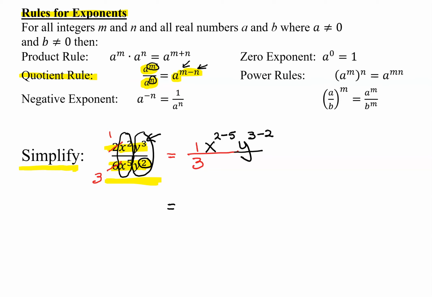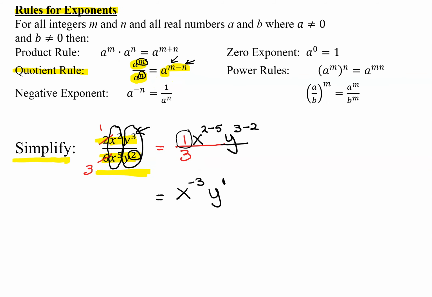So now all I need to do is simplify it. We don't ever write the 1, because 1 times anything is just the anything. So I'm going to get x raised to the 2 minus 5, which is negative 3, and y raised to the 3 minus 2, which is 1. So that's taking care of my numerator, and what do we get left with in the denominator? Don't forget the 3.